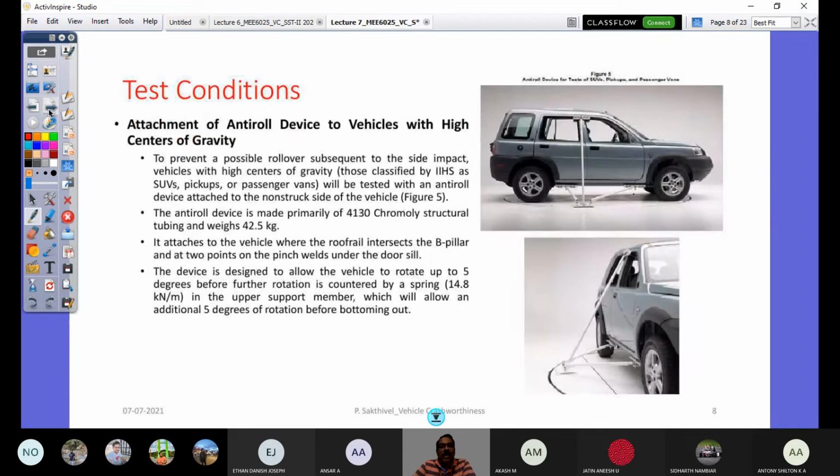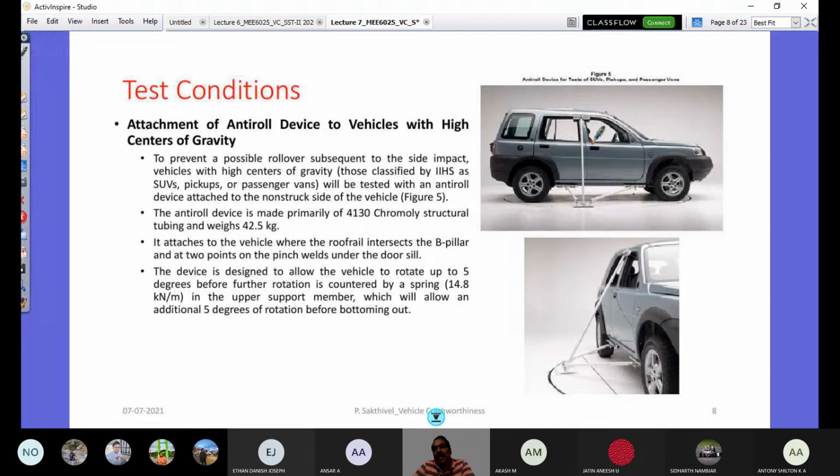Continuing with this, in addition to that, there is also an anti-roll device that is mounted. If you are doing a side impact test on vehicles other than sedan class, like SUVs or any van, there are chances that after the side impact there can be a roll over of the test vehicle. In order to prevent that, you have this anti-roll device recommended by IIHS. The anti-roll device is made primarily of Comoli structural tubing, and it weighs 42.5 kg.